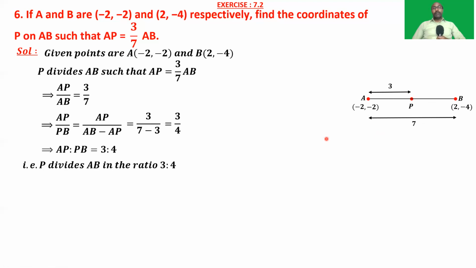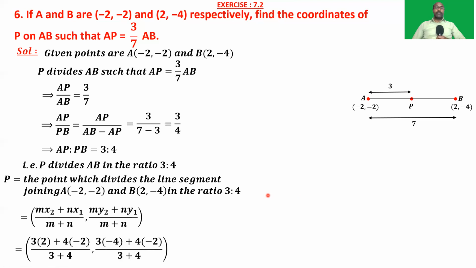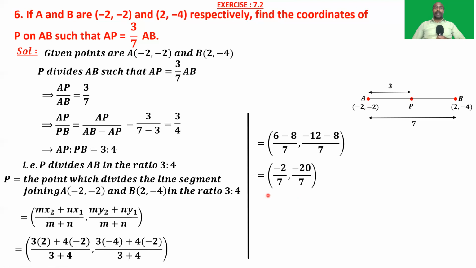Now P divides AB in the ratio 3:4. P is the point which divides the line segment joining A (minus 2, minus 2) and B (2, minus 4) in the ratio 3:4. Here we have to use the section formula, and from the section formula we get the point P equal to (minus 2 by 7, minus 20 by 7). Therefore the coordinates of P are (minus 2 by 7, minus 20 by 7).